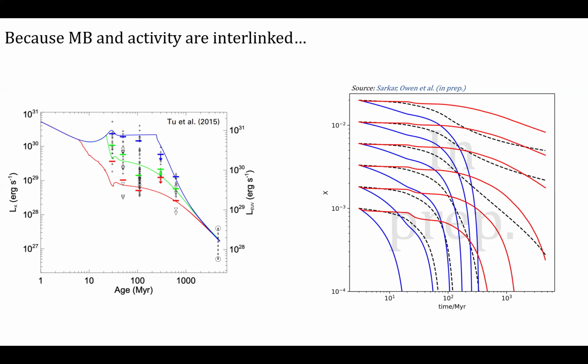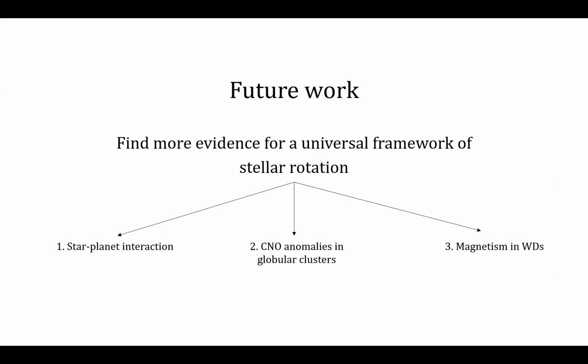So of course, rotation-dependent stellar activity can help us shed more light on understanding the radius valley better. With that, I would like to conclude. The motivation behind this was to motivate you to study rotation in a more holistic sense. We only discussed star-planet interaction, but we can also talk about CNO anomalies in globular clusters, which involve rotation in intermediate mass stars, and magnetism in white dwarfs, which involves understanding common envelope evolution. These are two interesting problems that we work with. Thank you.